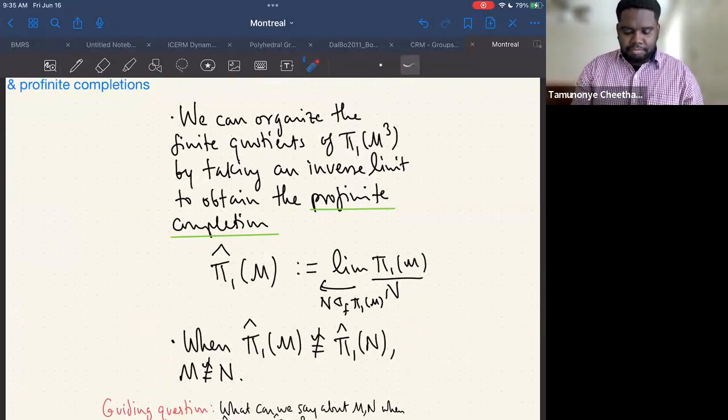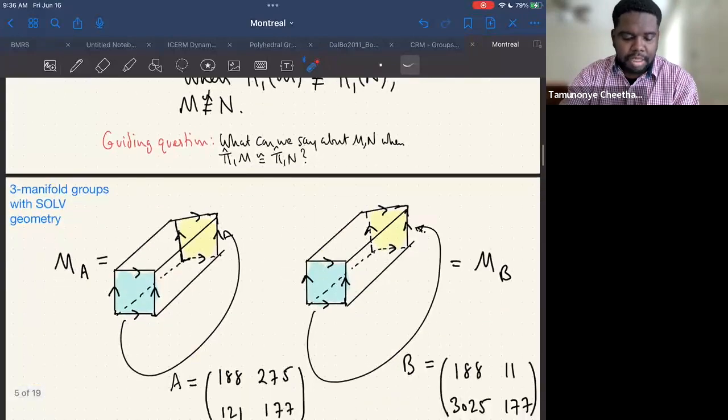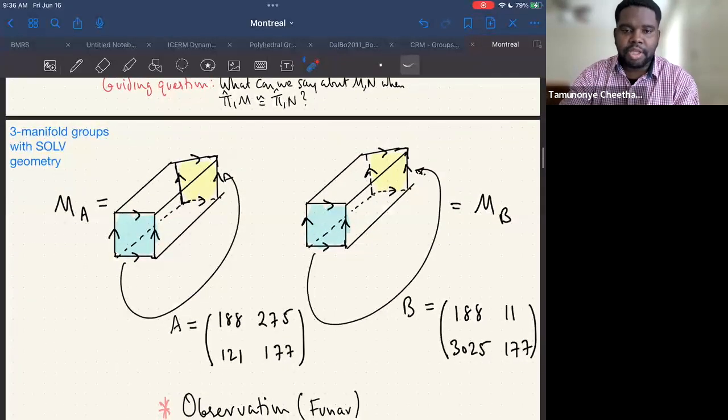Okay. But the reverse question is, what can you say about M and N when the profinite completions are the same? And these are the same questions that we have already seen in the earlier talk by Liu. So the first thing to ask is, can this happen? Can we ever have three manifolds whose fundamental groups have the same finite quotients? And the answer to that question is yes, and in different ways.